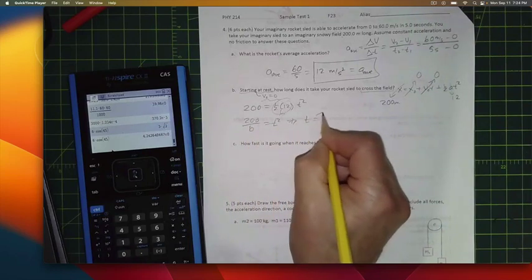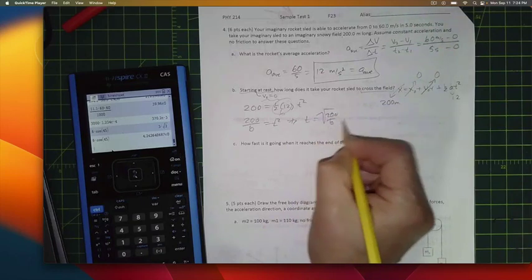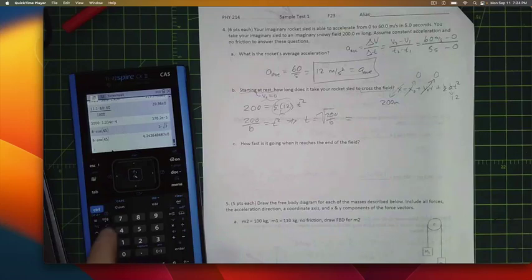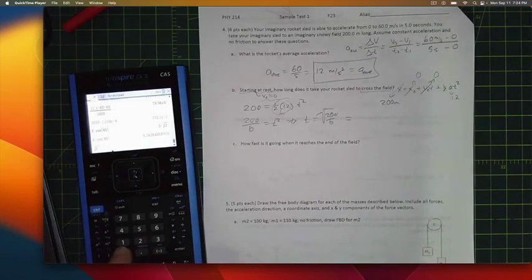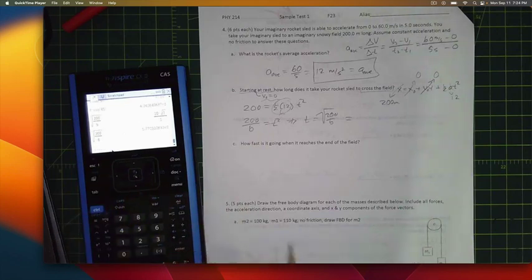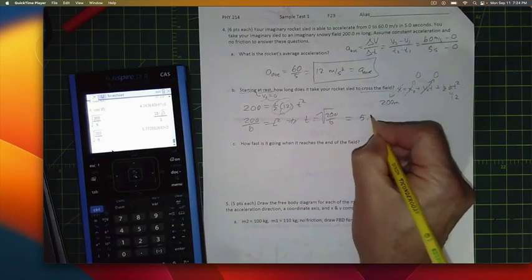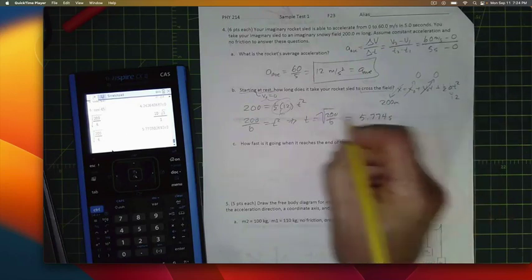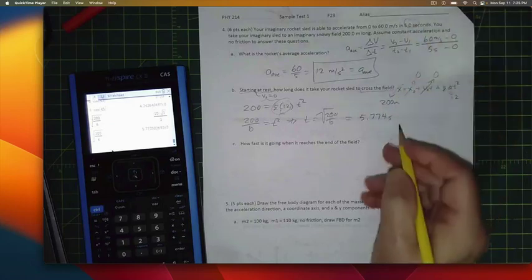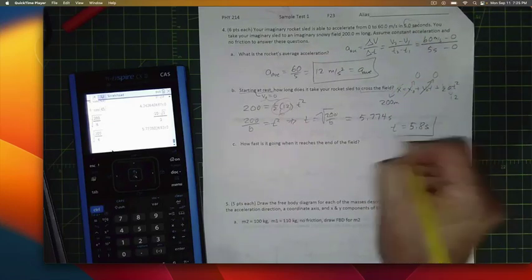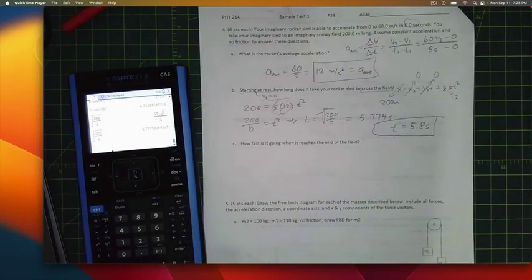So T is the square root of 200 over 6. Square root of 200 divided by 6, we get 5.774 seconds, but again, we only have 2 sig digs, so T equals 5.8 seconds for part B.